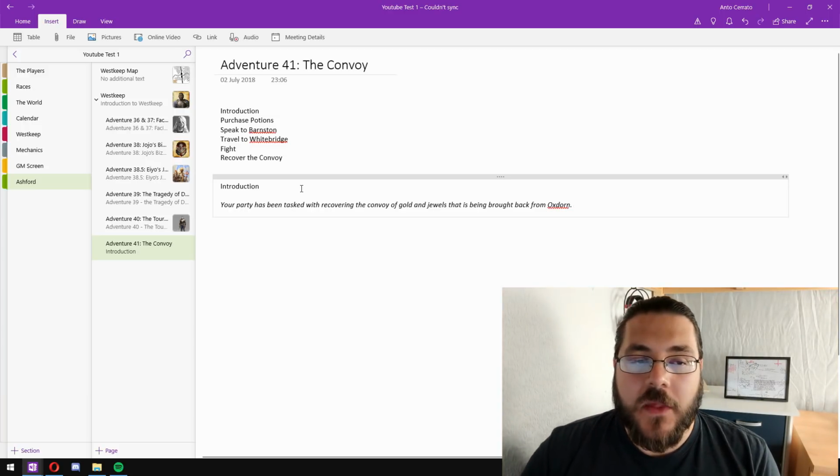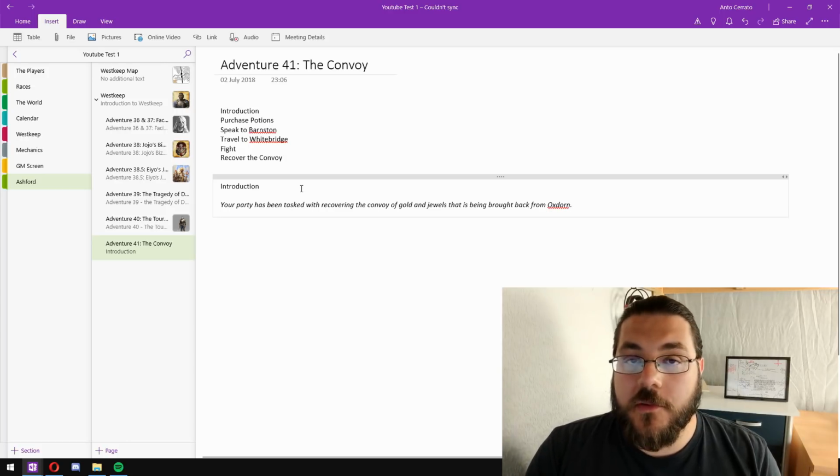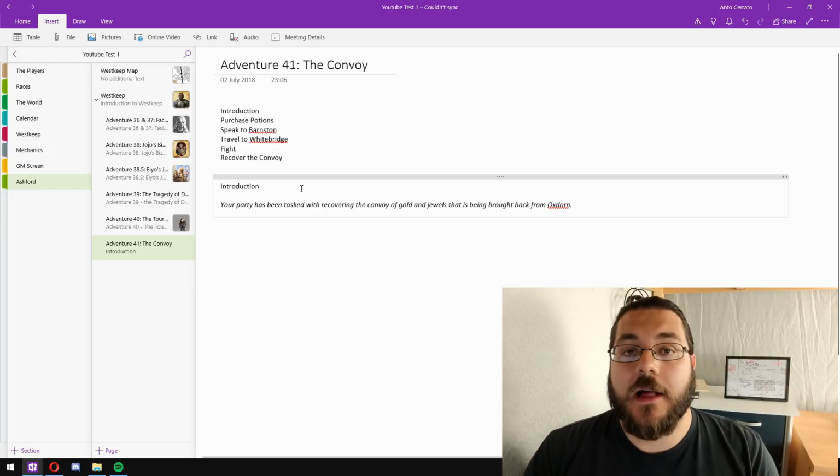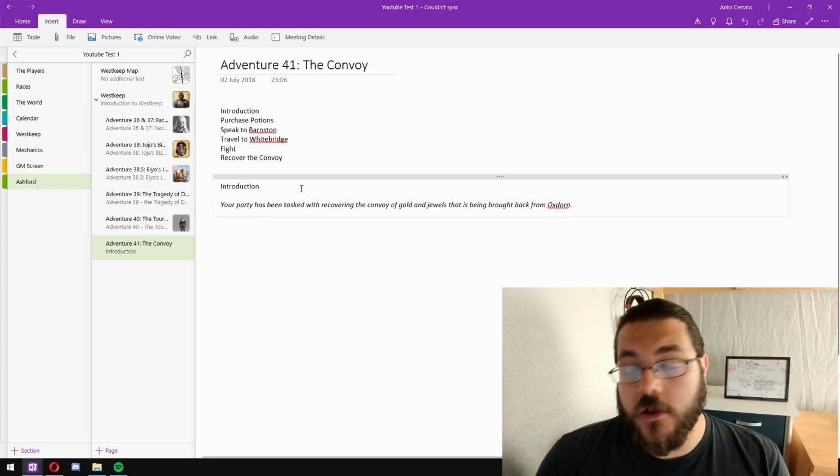So this convoy is riches that have been taken from a sacked dwarven city that's being transported back up to the capital of the country my players are in, and they want to intercept it and take the gold for themselves so they can help out their rebellion, because one of their main goals is overthrowing the current leader of the country.